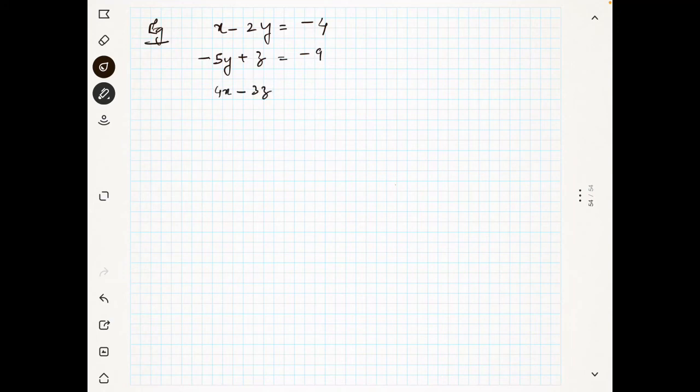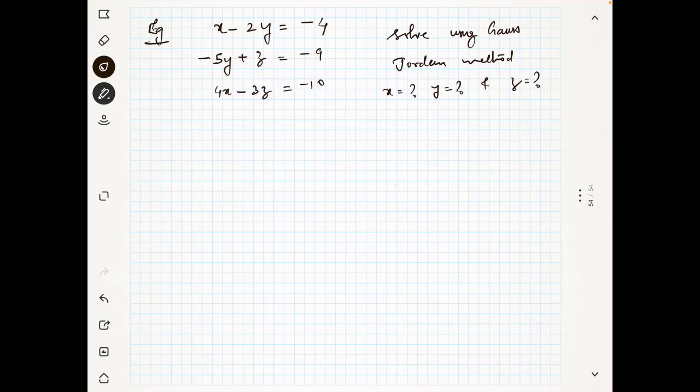Now we will see a problem by using the Gauss-Jordan method. This is an example: x minus 2y is equal to minus 4, minus 5y plus z is equal to minus 9, 4x minus 3z is equal to minus 10. So solve using the Gauss-Jordan method. That means you have to find what is x, y, and z. That's it. You have to find x, y, and z.